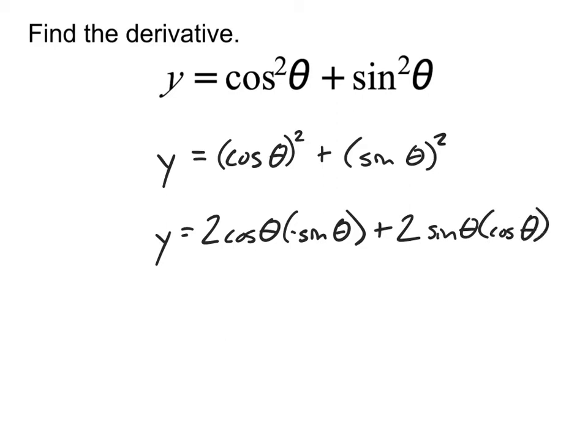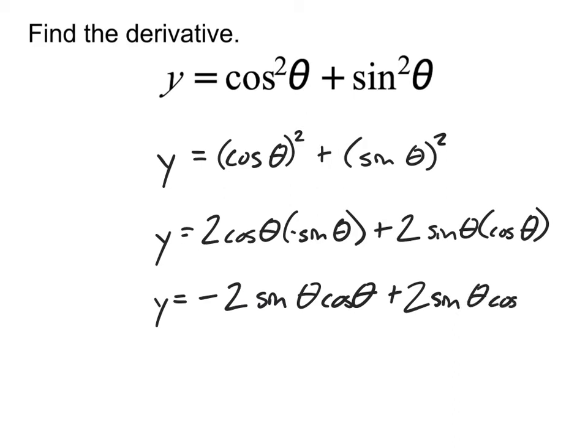Because we're using chain rule there, right? And then, well, that gives me y equals negative 2 sine theta cosine theta plus 2 sine theta cosine theta. And then we simplify it. And what does that simplify down to? Well, notice it's the same thing, just one's positive, one's negative. They're opposites that we're adding together, so the whole thing equals 0. And so yes, this derivative equals 0.